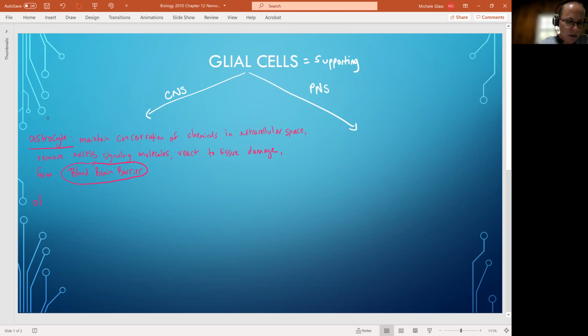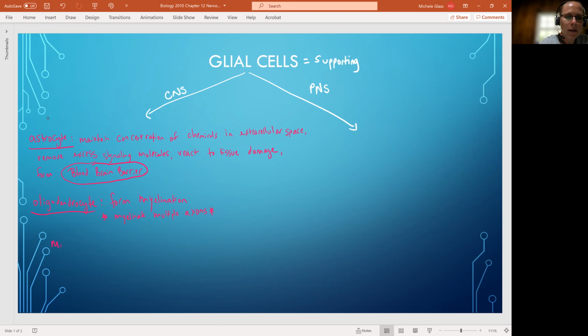The next type of cell is called the oligodendrocyte. The oligodendrocyte is going to form myelination. And a key feature here is that it can myelinate multiple axons. Myelination, remember, is that kind of insulating wrapper on the axon that helps to speed up the propagation. So that's going to be really significant.